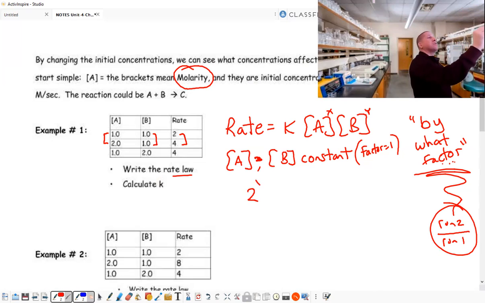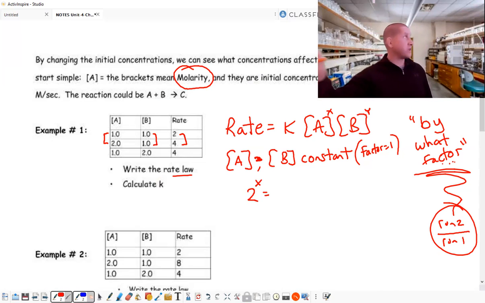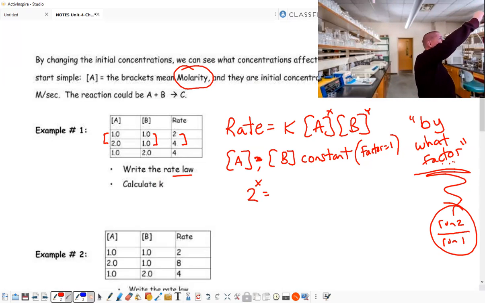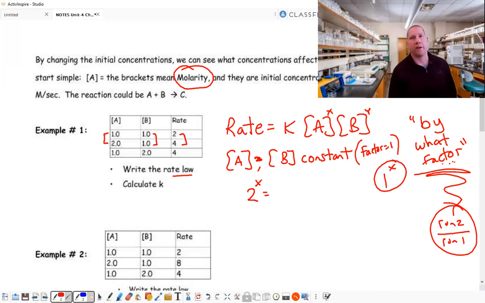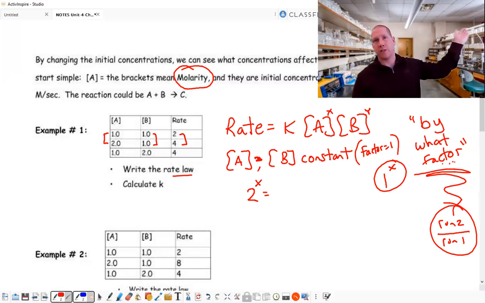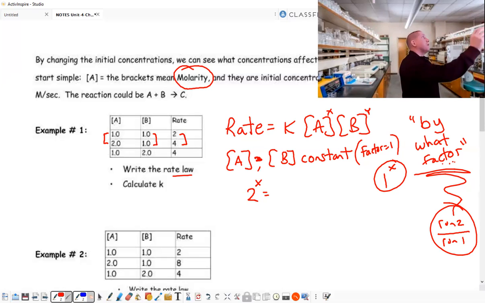Again, easy there. So what we want to say now is 2 raised to what power? Because remember, these are exponents we're talking about. We don't care about b because b is not changing. So raising the factor of 1 to any exponent whatsoever is still 1. So by b staying the same, even if it affects the rate, it's not going to affect the rate comparing the first 2 experiments because, again, it's not changing. But a is double. What happened to the rate?